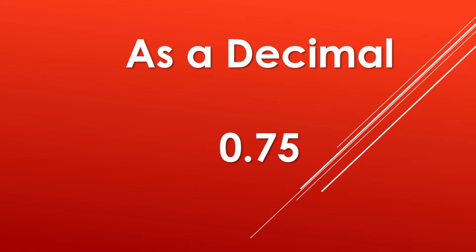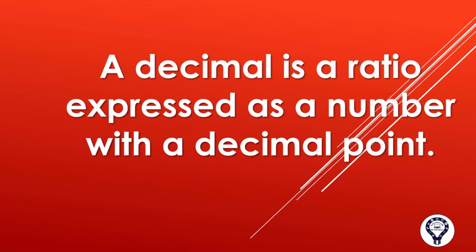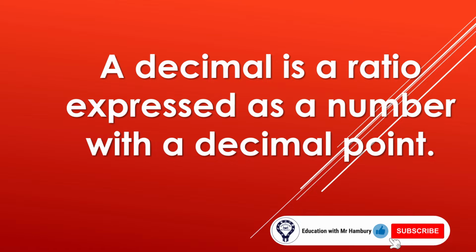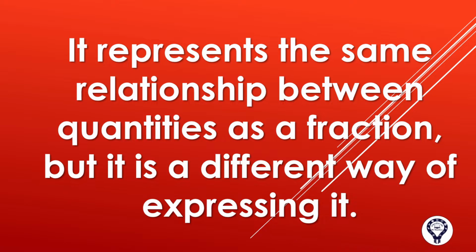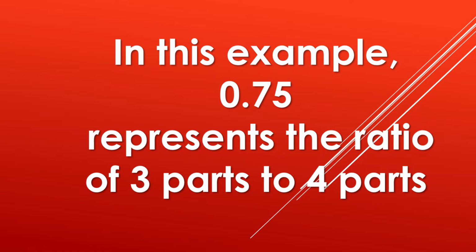What about decimals? Well, if we take the same fraction and we change that to a decimal, we've got 0.75. Now, a decimal is a ratio expressed as a number with a decimal point, as we've seen over there. This represents the same relationship between quantities as a fraction, but it is a different way of expressing it, so it's still the same thing. In this example, 0.75 represents the ratio of 3 parts to 4 parts. Remember, we said at the beginning, it can be expressed as fractions, decimals, and percentage.